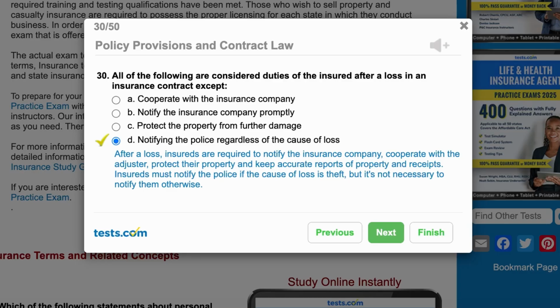After a loss, insureds are required to notify the insurance company, cooperate with the adjuster, protect their property, and keep accurate reports of property and receipts. Insureds must notify the police if the cause of loss is theft, but it's not necessary to notify them otherwise.